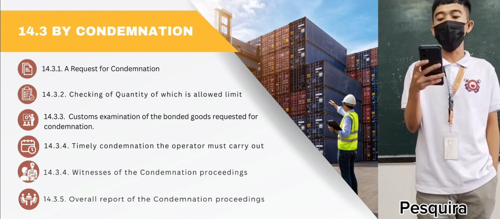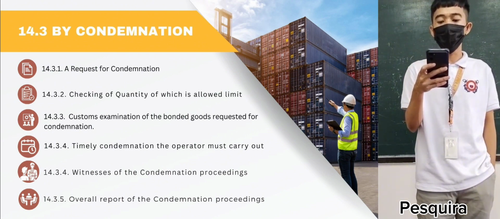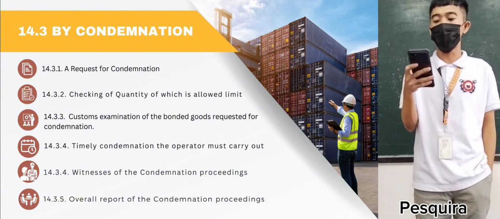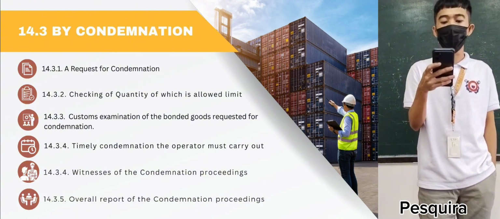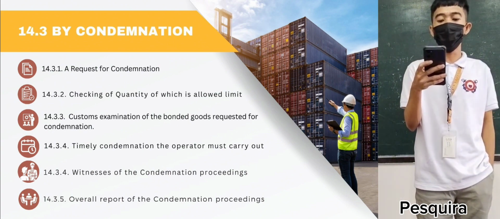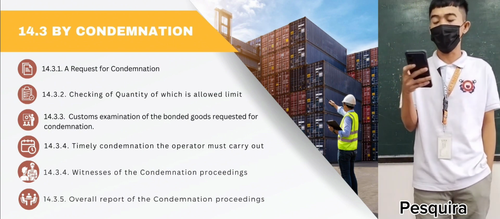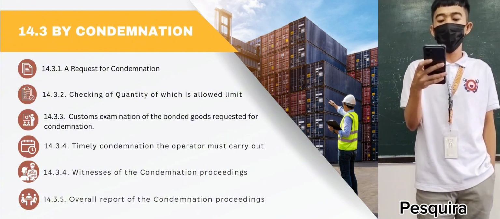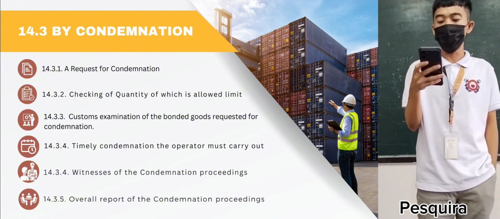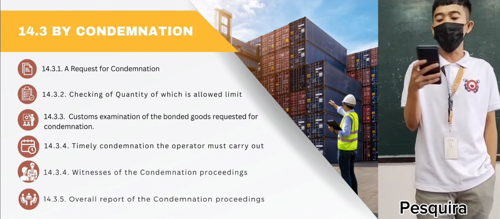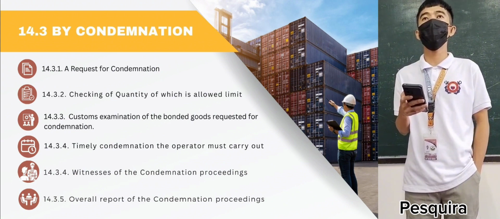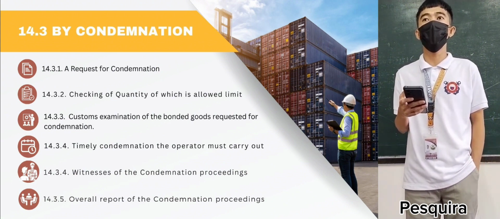14.3.1. The operator shall apply in writing to the collector of customs a request for disposition of wastages, rejects, or byproducts through condemnation, attaching thereto the certification of the assigned warehouseman as to the occurrence of said wastages, specifying the following: import entry number covering waste materials, rejects, and byproducts; description of waste material or byproducts; quantity of the abandoned goods for condemnation. So, this means the disposition is the responsibility of the operator.